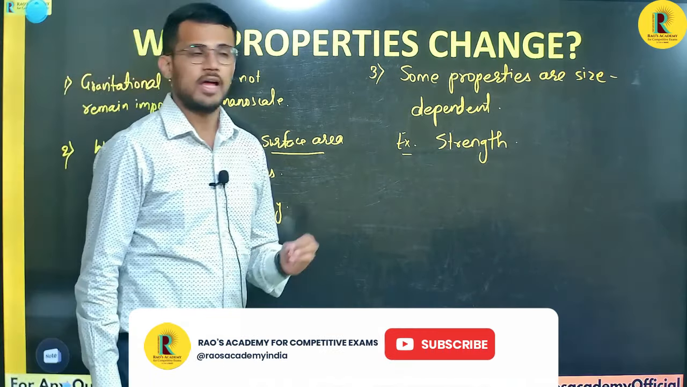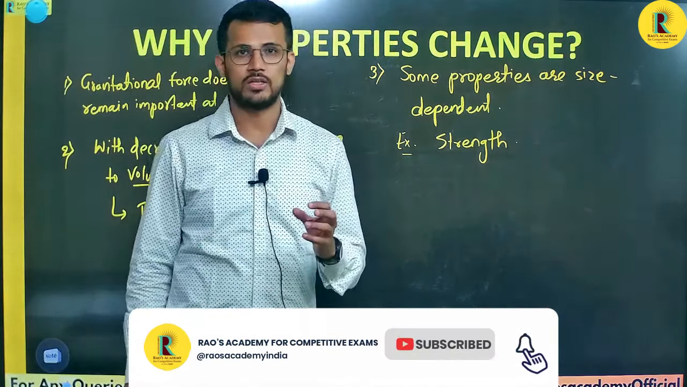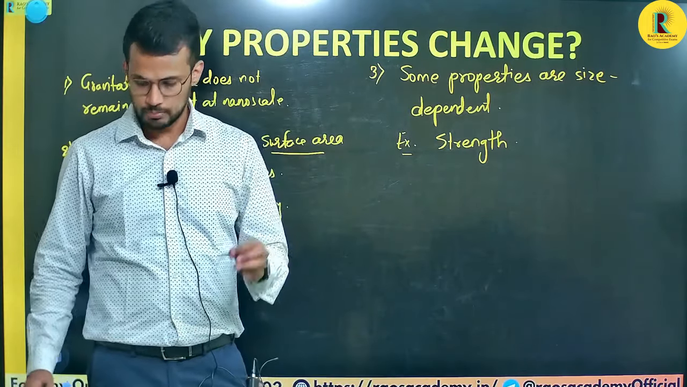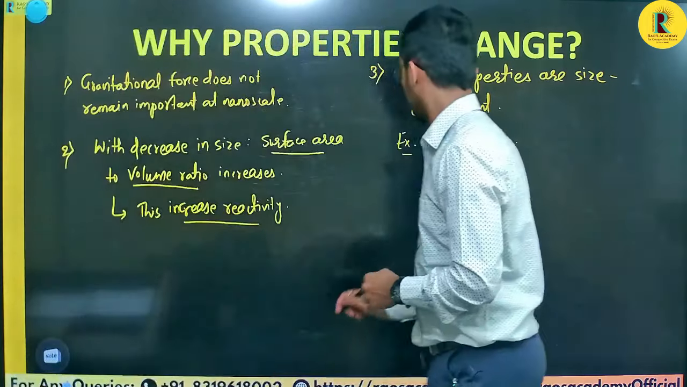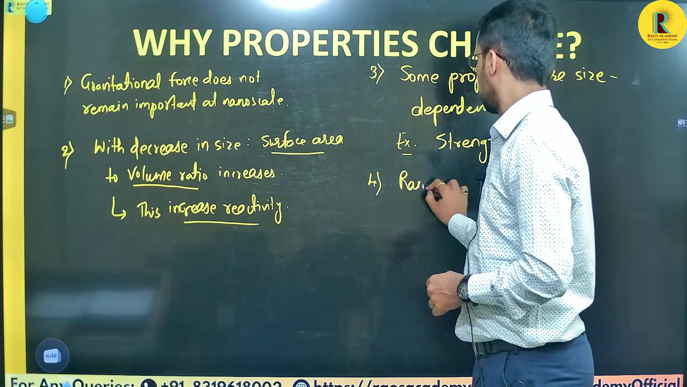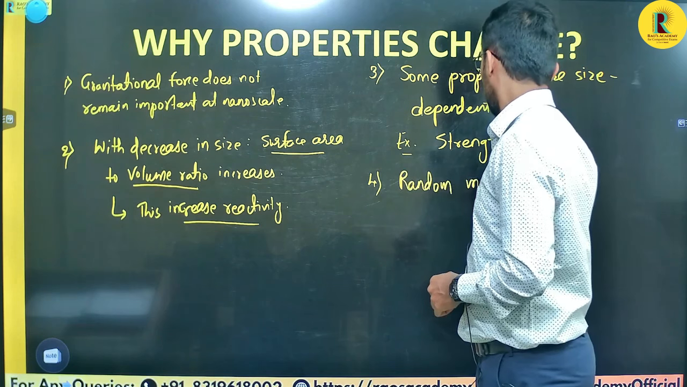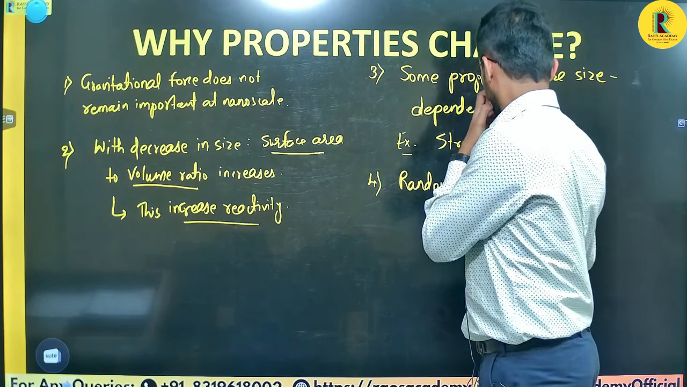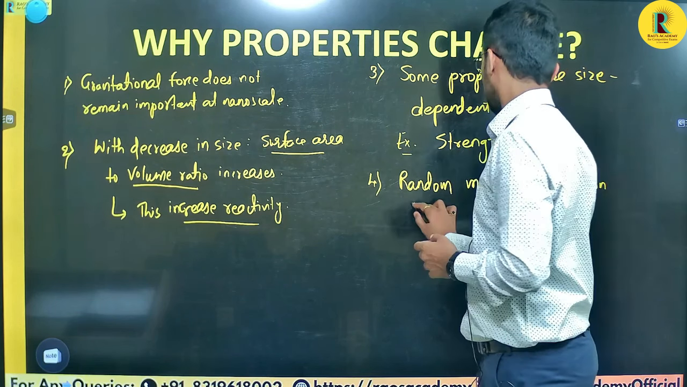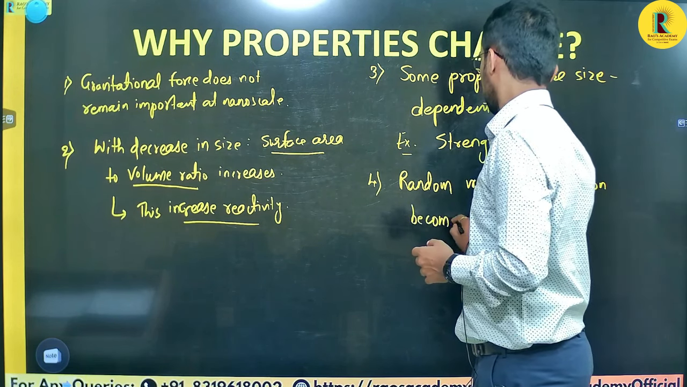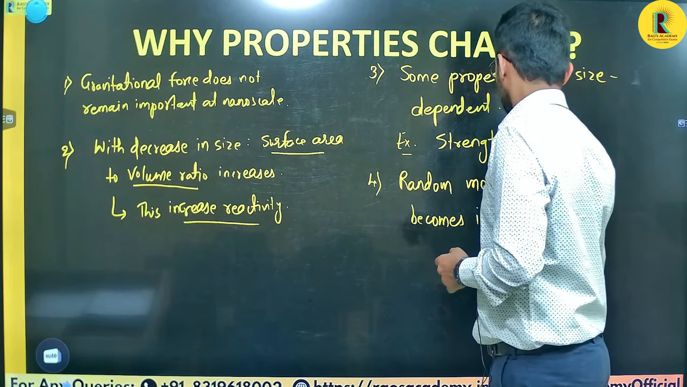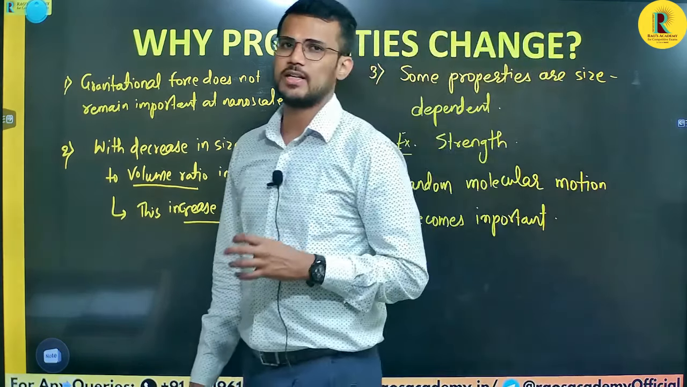Fine? Next. And last reason is that at nanoscale, random molecular motion becomes more important. Random molecular motion becomes important. Fine. Now, just take an example.